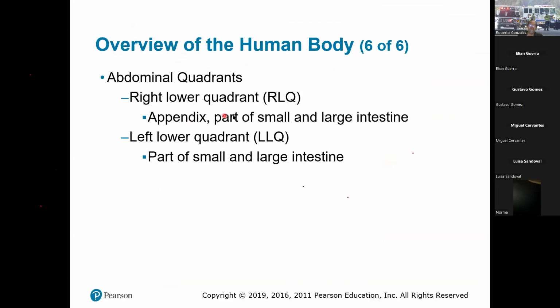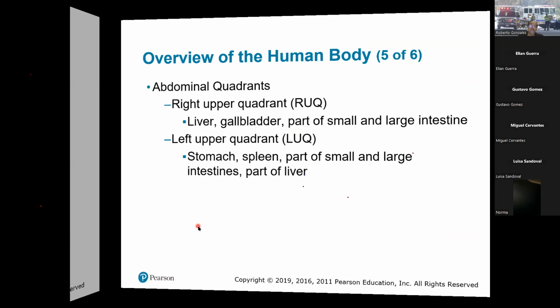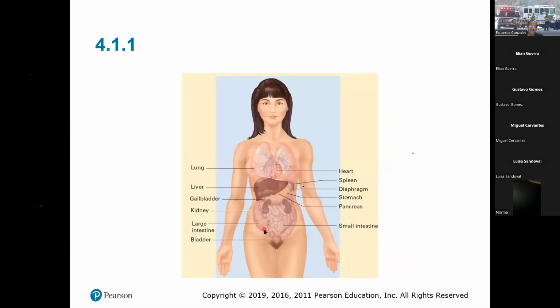Then you have the right lower quadrant. You have your appendix, and part of the small and large intestine. The left lower quadrant has part of the small intestine and large intestine. So on this one you have the appendix, part of the large intestine, and part of the small intestine. And then the opposite side, which is the left side, I'm sorry, would be your large intestine and small intestine.